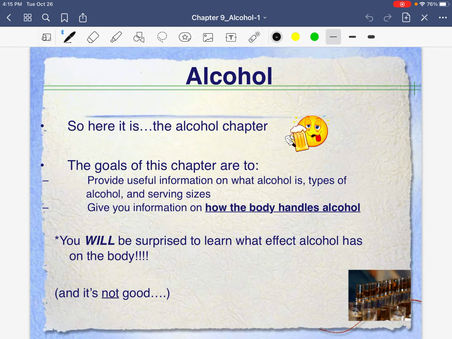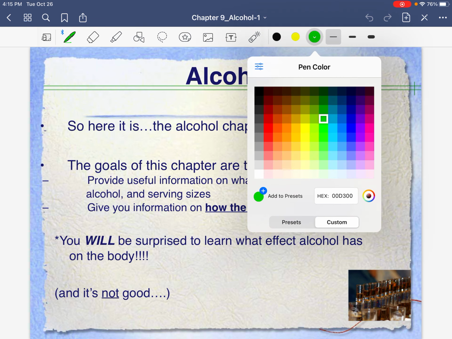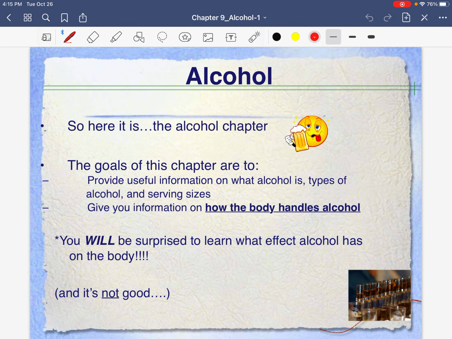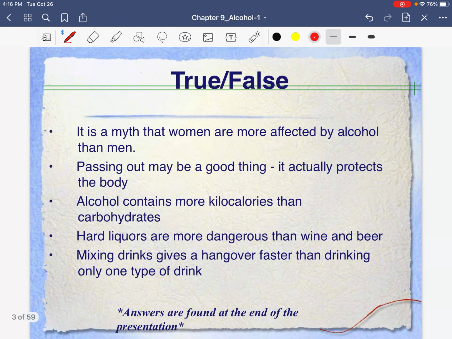As I said, we're going to be talking about the differences between how the body handles alcohol versus how it handles nutrients. Because first of all, alcohol is not a nutrient. It's not a macronutrient. It's not a micronutrient. It's not something that we need for our body to function and live. Many of the effects that it has on the body are not good, especially when alcohol is taken in excess.